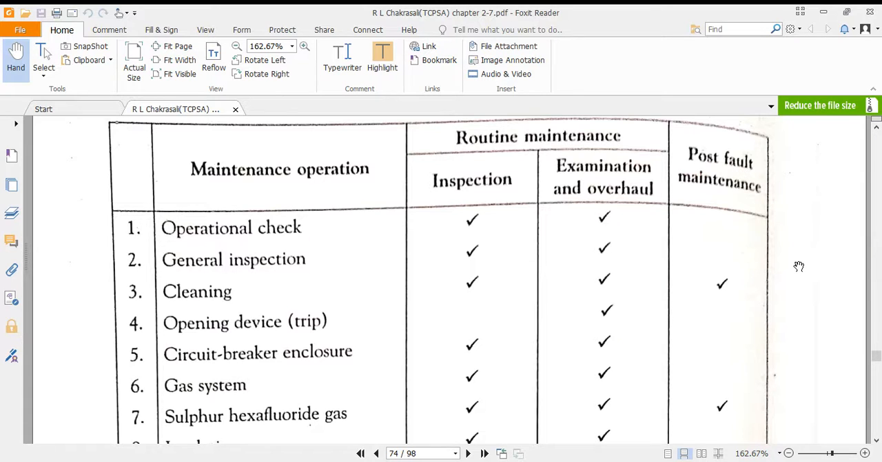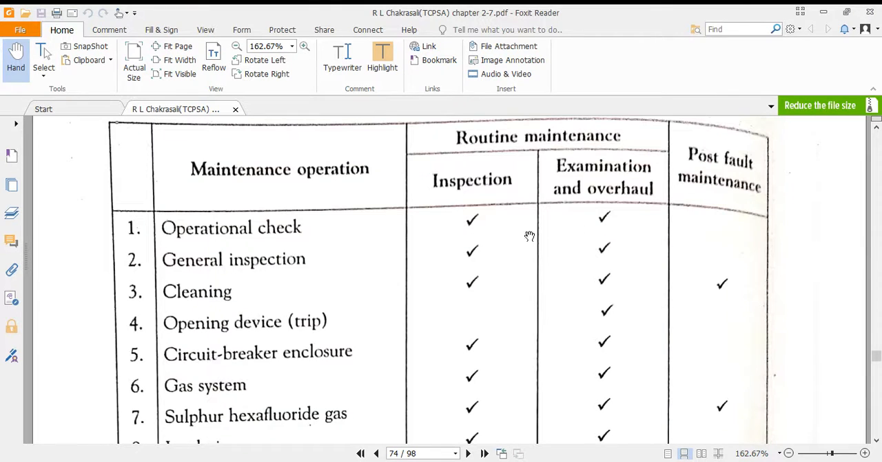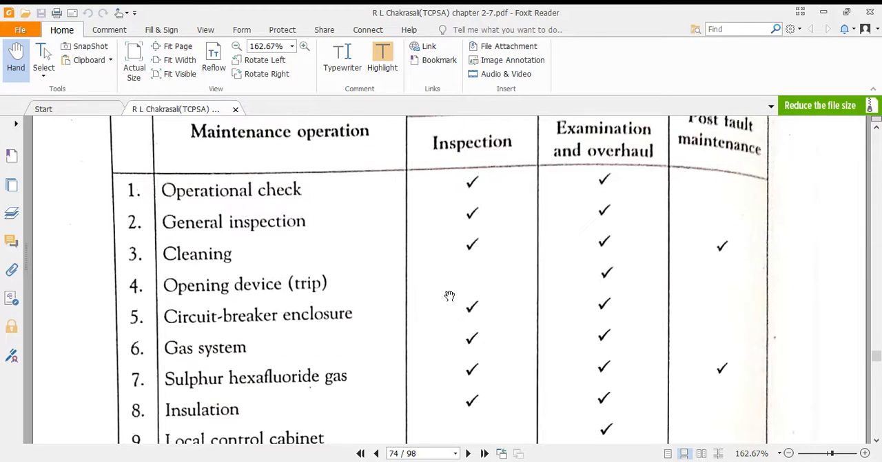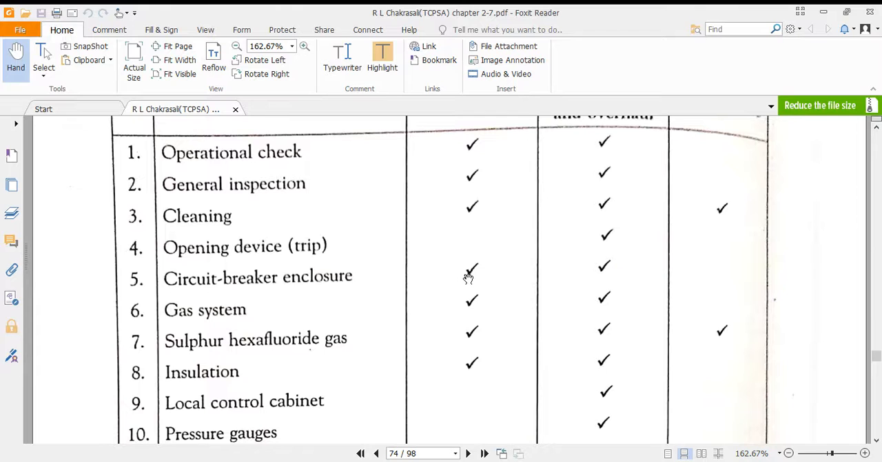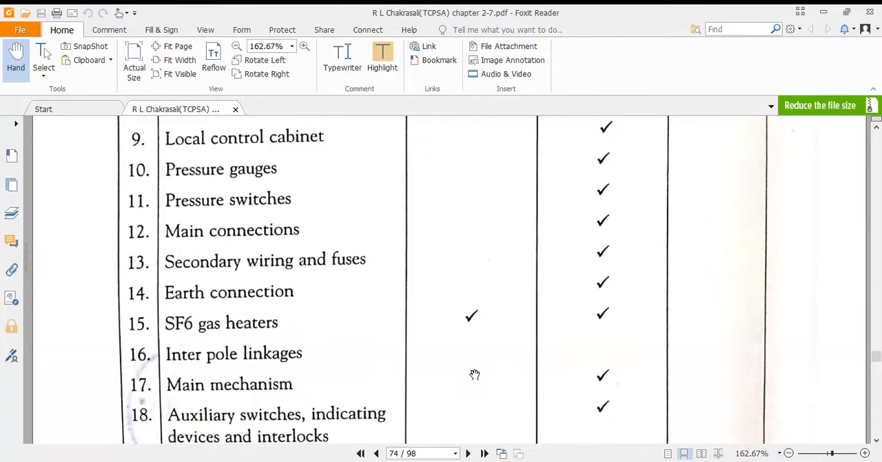What is that? If you look at the different operations during routine maintenance: operational checks, general inspection, cleaning. It's by visual inspection. All these are visual inspections. Circuit breaker enclosures, gas system, sulfur hexafluoride gas means the amount and the quality of it, then the insulation. These are done through inspection.